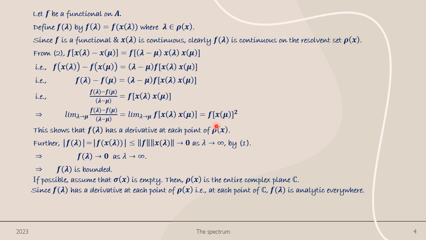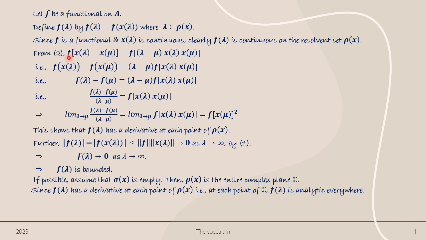Right. But from 2 we know that X of lambda minus X of mu, that is the resolvent equation, equals (lambda minus mu) into X of lambda into X of mu. So we can apply f on both sides: f of the vector is equal to f of the right hand side vector.